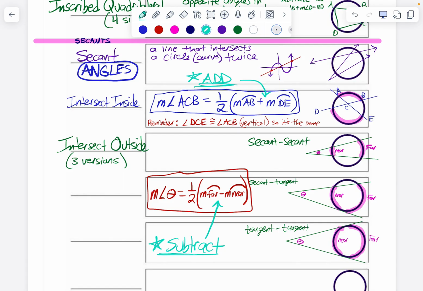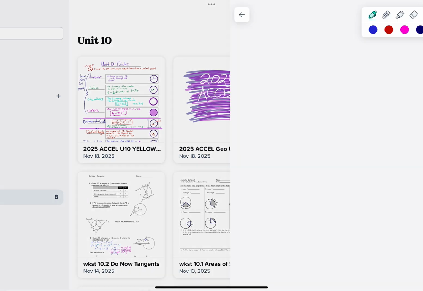Any questions on those? We're adding a lot. Isn't this a lot of stuff about circles? It's crazy. We have a few more things. I think we'll save it for tomorrow.